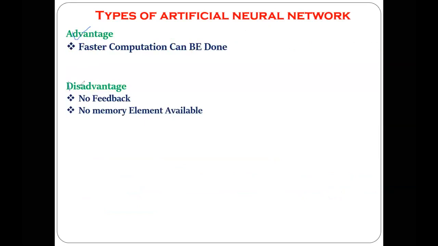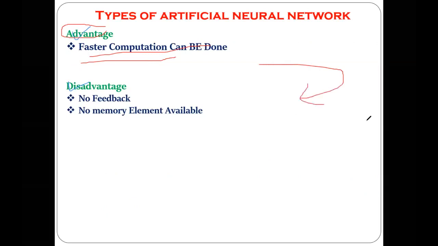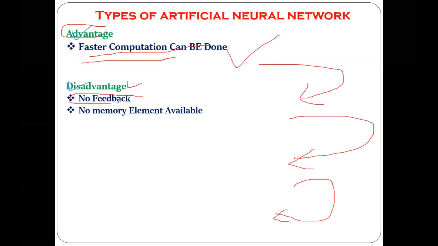Here comes our last point, that is the simple advantage, and there can be more advantages and disadvantages. I have just put one or two here for the sake of your understanding. So the main advantage of this feed forward neural network is nothing but faster computation. Can faster computation be achieved? Yes, because there is no feedback. Correct or not? Yes. There is no feedback. That's why, in the straightforward way, fast computation can be achieved. Disadvantage can be what? No feedback. Now, why we can consider no feedback as a disadvantage, that tomorrow we will discuss. You have to just keep in mind no feedback can be considered as a disadvantage for the feed forward neural network.